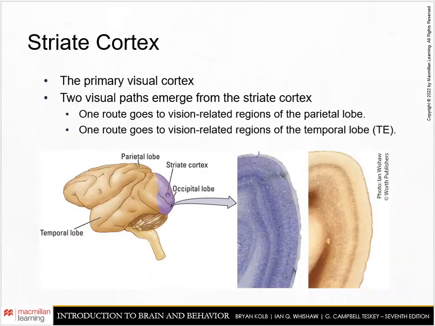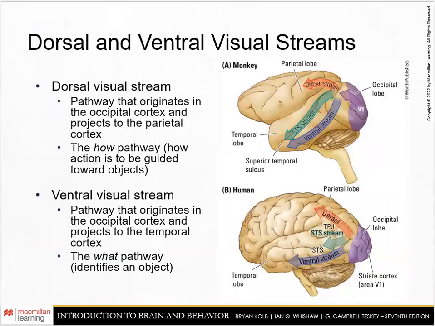The striate cortex, this is the primary visual cortex. It includes two visual paths which emerge from the striate cortex. There is one route that goes to vision-related regions of the parietal lobe. One route goes to the vision-related regions of the temporal lobe. There are also these dorsal and ventral visual streams. The dorsal visual stream is the pathway that originates in the occipital cortex and projects to the parietal cortex, right? Dorsal along the top, parietal lobe up here. This is the how pathway, how an action is being guided toward an object.